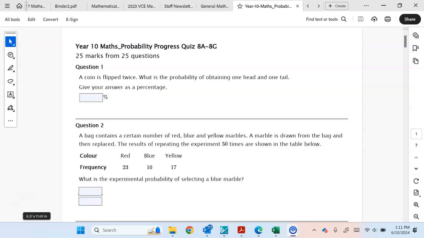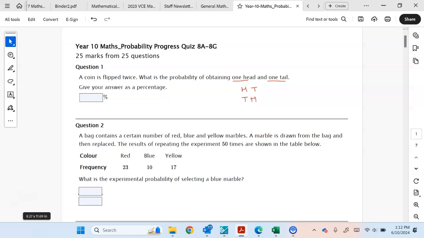All right, let's start. So question 1, a coin is flipped twice. What is the probability of obtaining one head and one tail? Give your answer as a percentage. With a coin, you could have either a head or a tail. You could do this with a tree diagram, but tree diagrams are quite time consuming. For this sort of question, it would be a good idea to think about what the different possibilities are. We want just one head and one tail. So you could have either a head and then a tail, or a tail then a head.